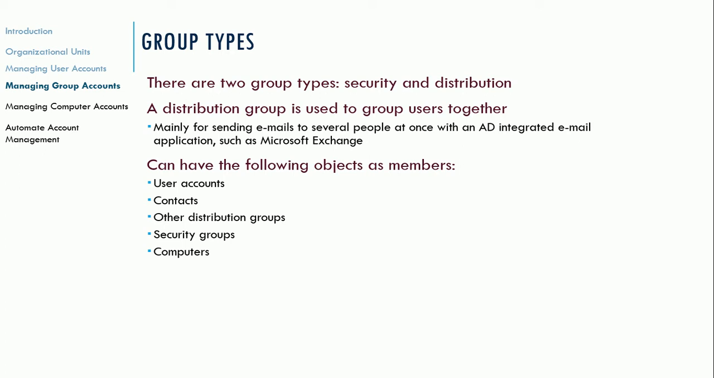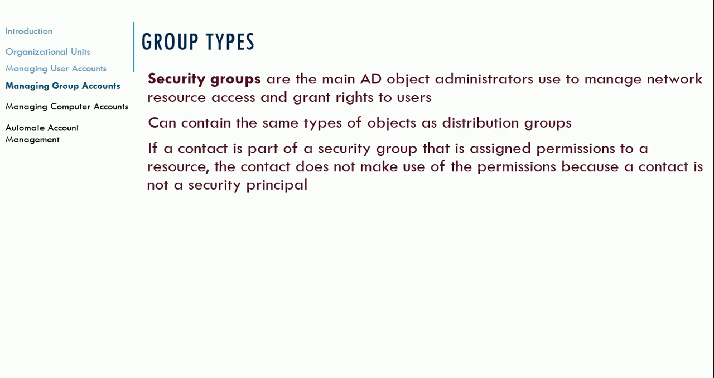So groups can have objects as members. They can be within a group. You can have user accounts, contacts, distribution groups, security groups, and computers. The primary two that we'll talk about in this section of the course are going to be user accounts and computers, which can be members of groups.